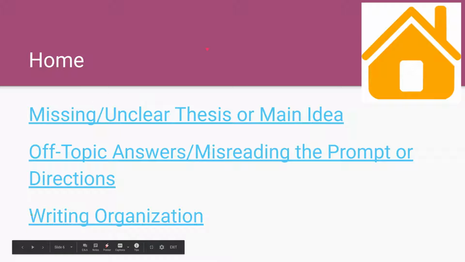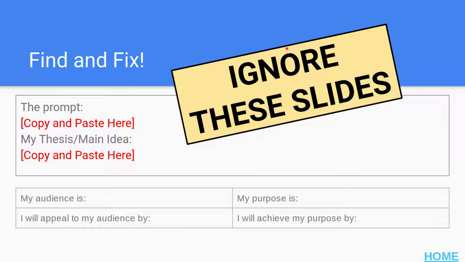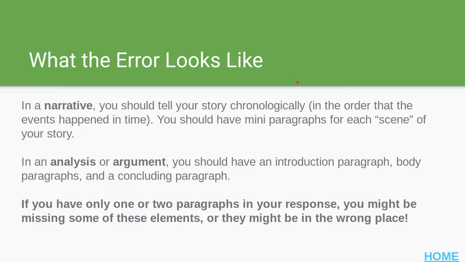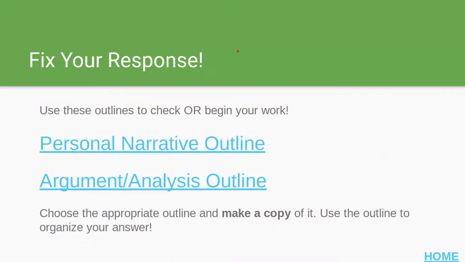Okay, sorry, give me a second. So to make things a little easier for you, you'll notice that all of the error types are color-coded. So everything in blue is one error type, for example. And then the next error type was writing organization, so all of those slides are in green. And they follow the same pattern: what does the error look like, how do you fix it, etc.